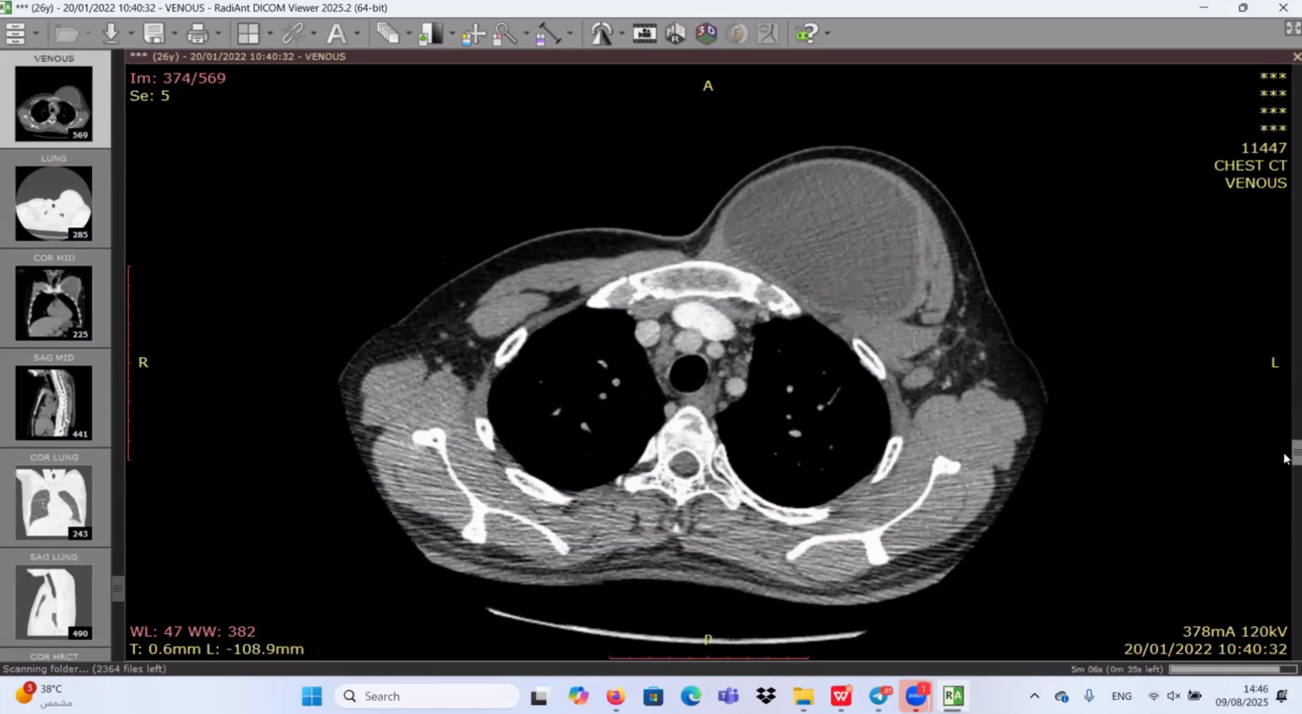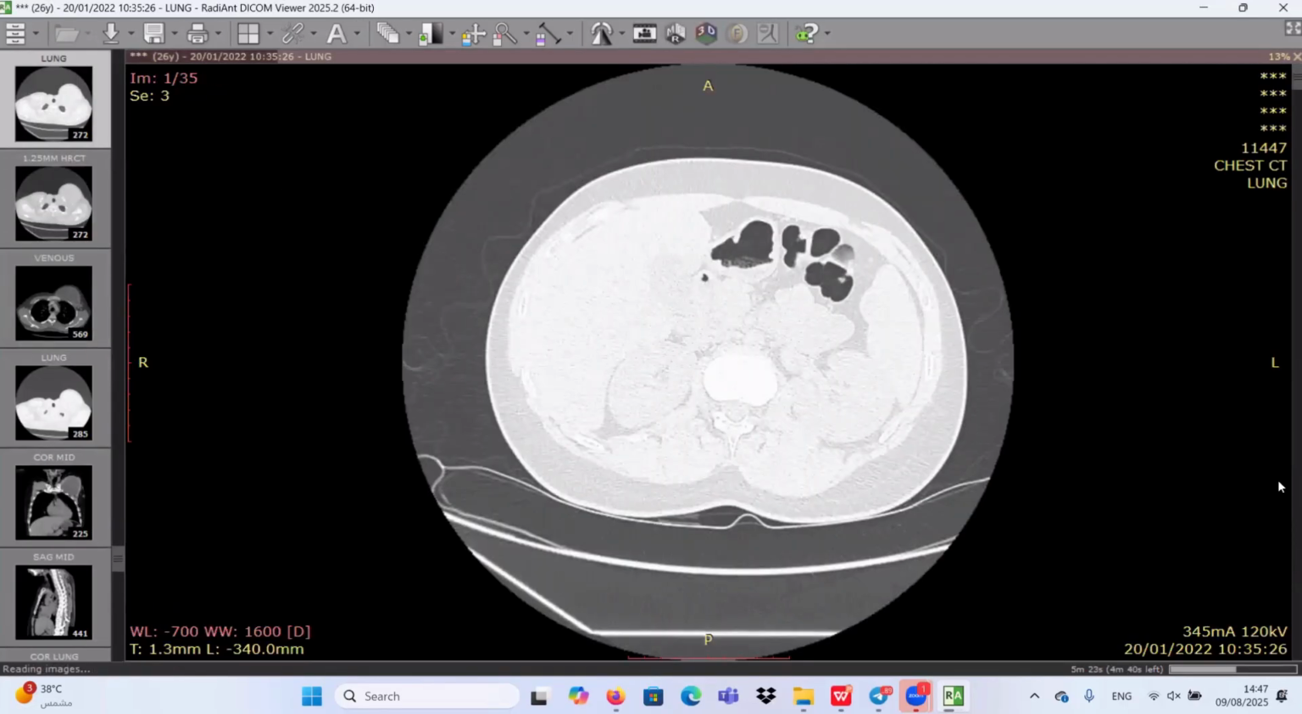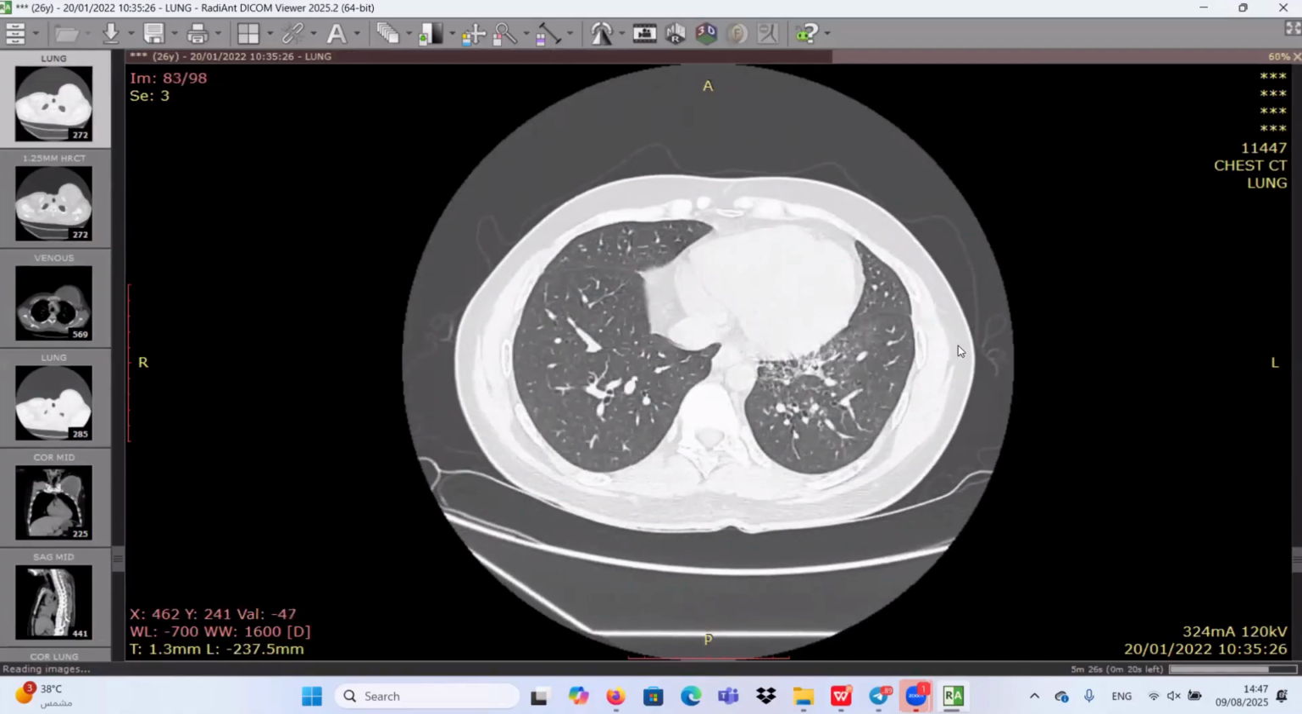And what is this one? What is this swelling? If we are thinking of tuberculosis infection or granulomatous infection, that is likely a cold abscess formation, conglomerate infected lymph nodes. Let's go to the lung window. May be helpful for you.